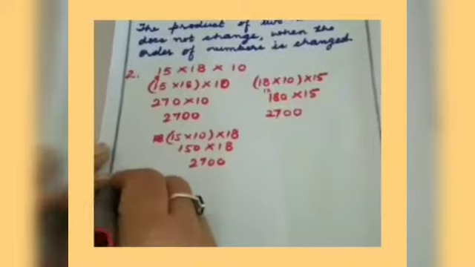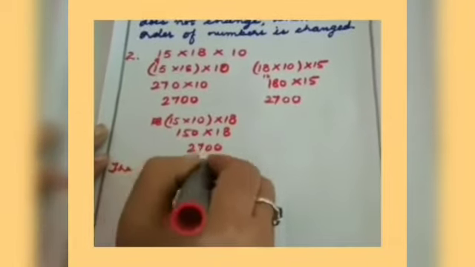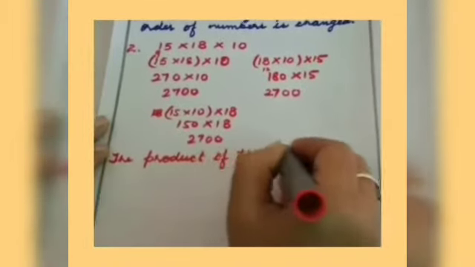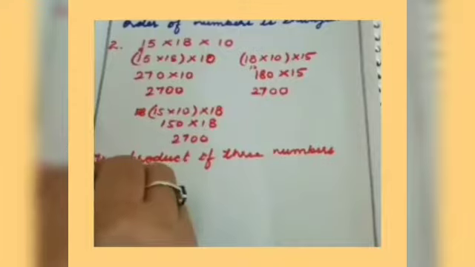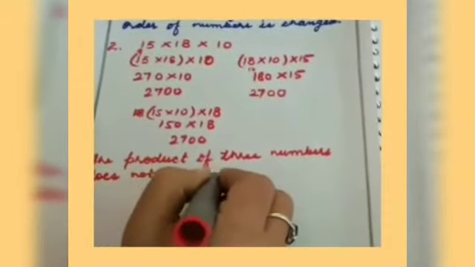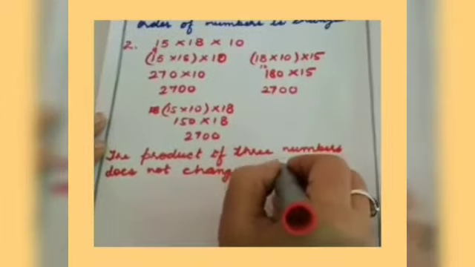So now we will sum up the property as the product of 3 numbers does not change when the grouping of numbers is changed.